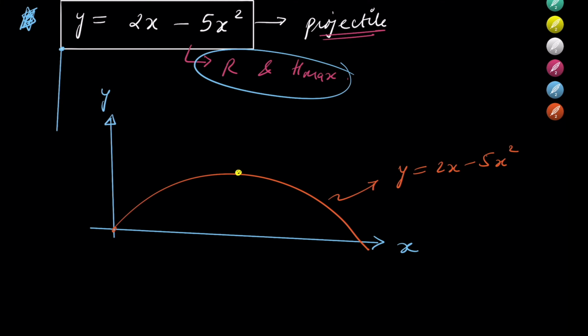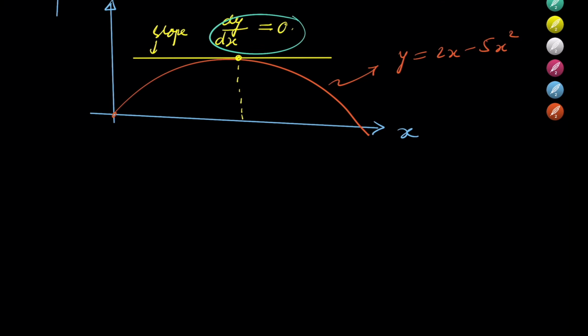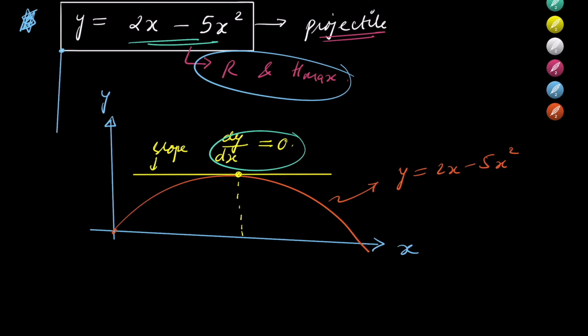At the top point, there is a special point at the h max. The special thing about this point is that the tangent at this point will become horizontal. So the slope of the tangent will become 0, and the slope of the tangent is represented by dy by dx. So dy by dx will become 0 at the topmost point. So we differentiate, and it will give you this value of x, this coordinate.